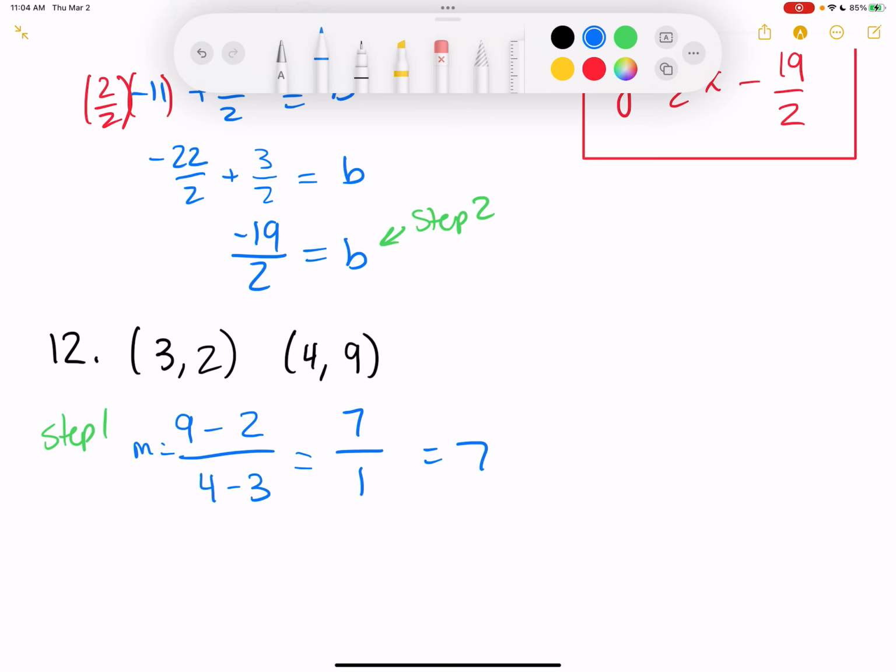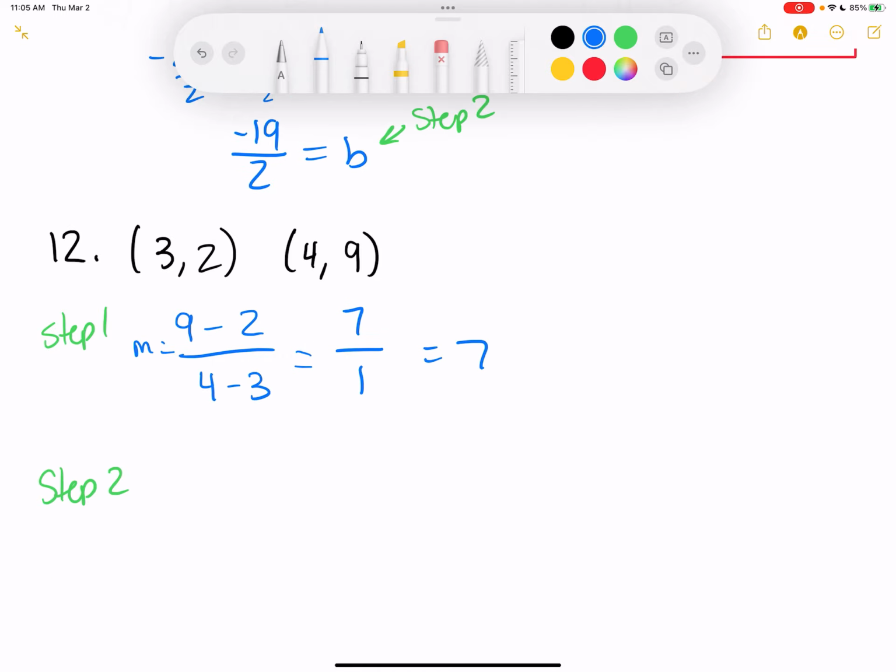Okay? Now, the best part of step 2 is I can pick either point, and it will give me the same answer to find my intercept. So you can pick whichever point is your favorite. So which one do you want to use? The first one or the second one? The first one. Okay. All right, so step 2, we're going to find our y-intercept.